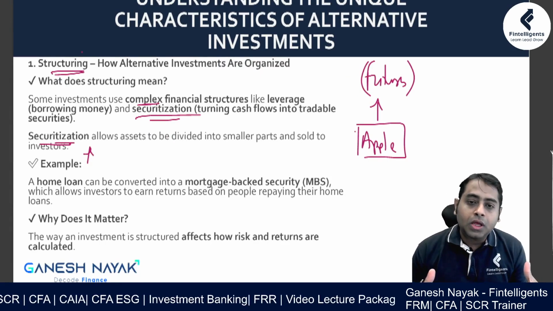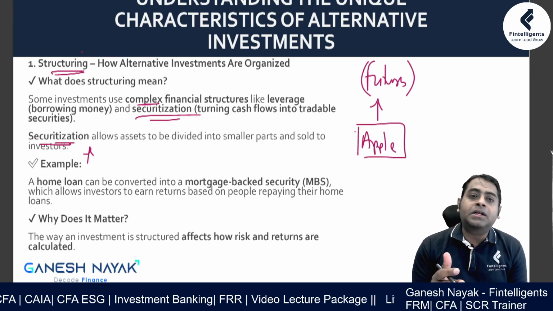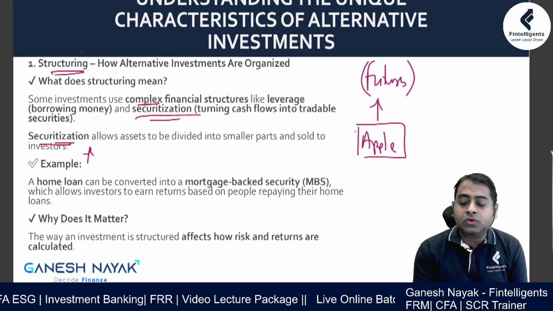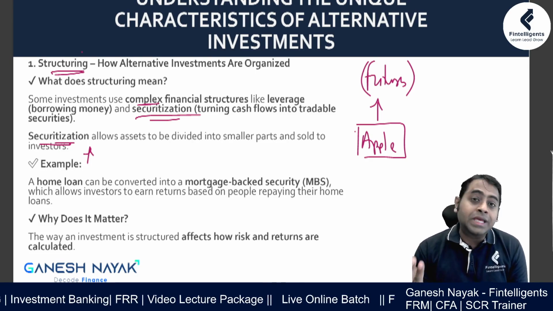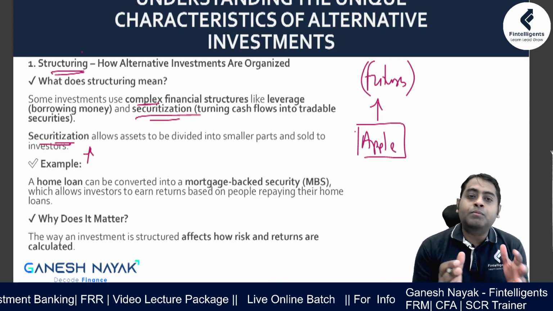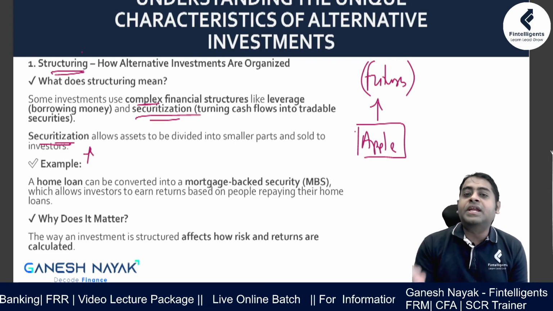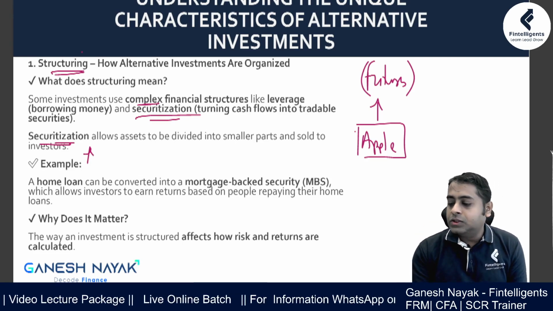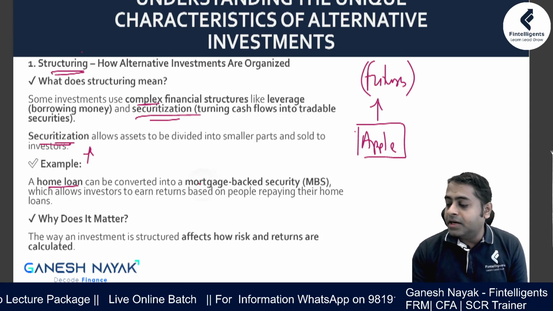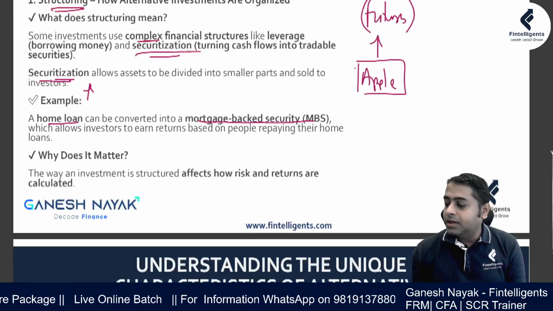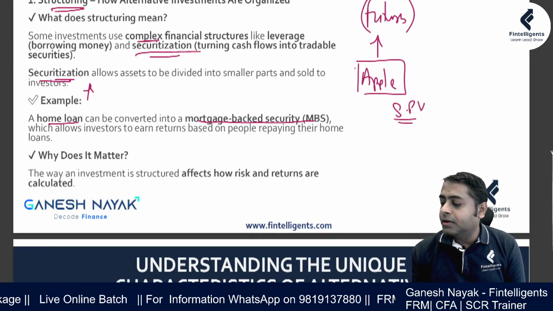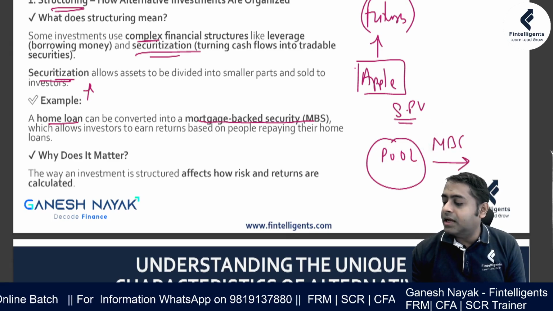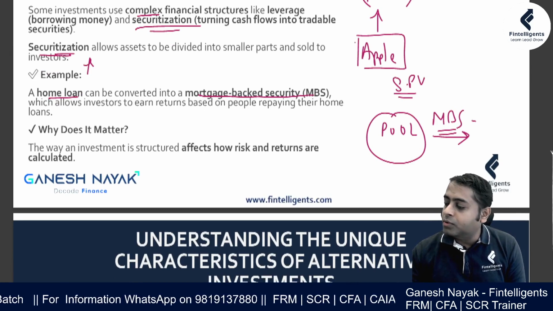You have a pool, and you're basically selling it in terms of different instruments. What are those instruments? If you remember from the previous section, the senior tranche, mezzanine tranche, equity tranche. Basically, I have a pool of 10,000 home loans. I have created different instruments on that pool and I'm selling them to the investors. So look at this example. A home loan can be converted into a mortgage-backed security. Same logic. You have a special purpose vehicle, there's a pool of home loans, and on this pool you are basically selling an MBS, a mortgage-backed security, to whom? To the investor.